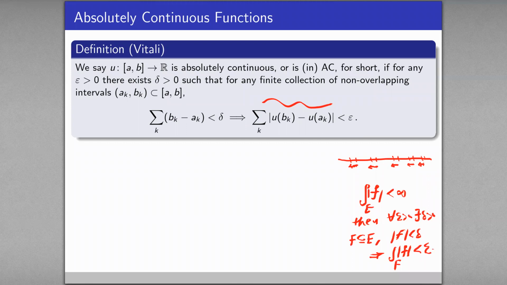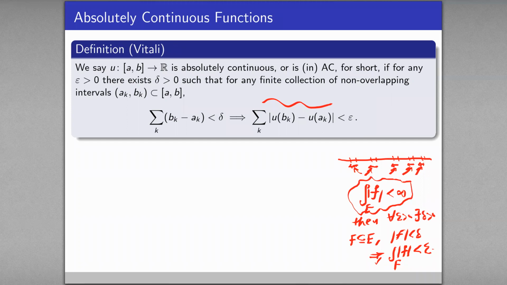And you can see the analogy. So here you can take E to be this union of intervals as your measurable set. So this is saying that if the measure of E is less than delta, then the integral of f over E is less than epsilon. If f is a bounded function, this is actually immediate for integrals. But the point is, even if f has blow-ups, goes to infinity, we could very easily have that, although this is finite.